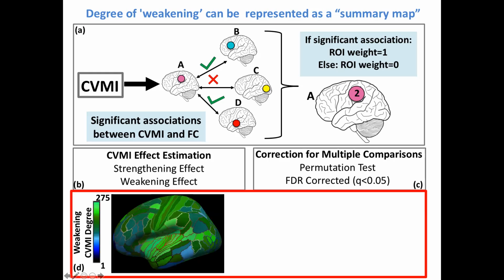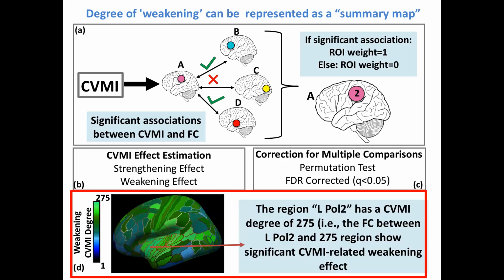Before we move on, let's take a look at an example of the weakening effect summary map. Here, the darker blue indicates lower weakening degree, whereas the light green indicates a higher weakening degree. For example, this posterior insular area showed a CVMI degree of 275, which means that in this case, when we test, there is a significant association between left posterior insular area and 275 other paired regions after regressing out cardiovascular risk measures.